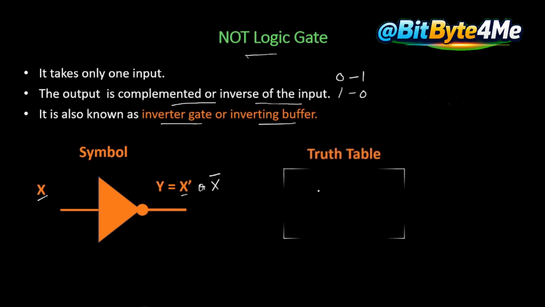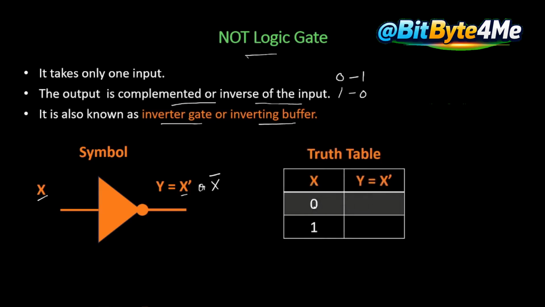And in the truth table, you will see if we give the value X as 0, we will get 1 as output. If we give value 1, 0 will be the output. So this is the NOT gate.